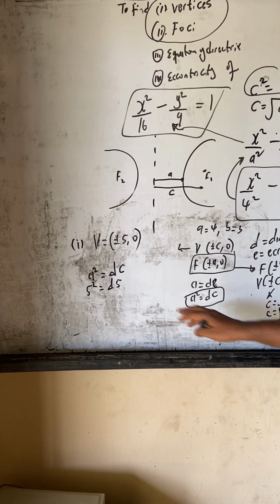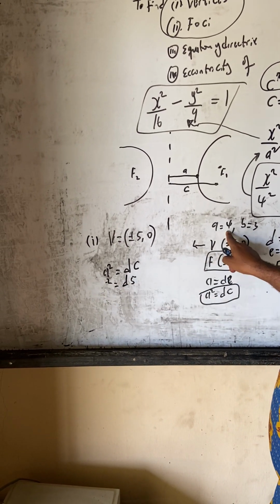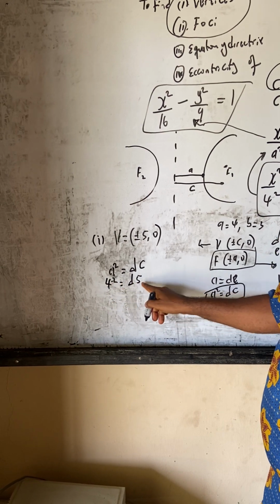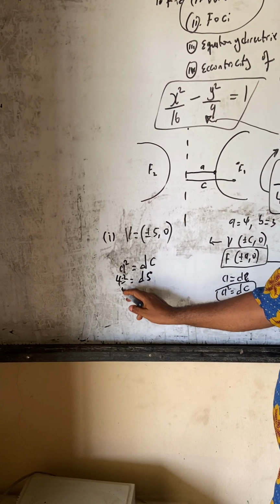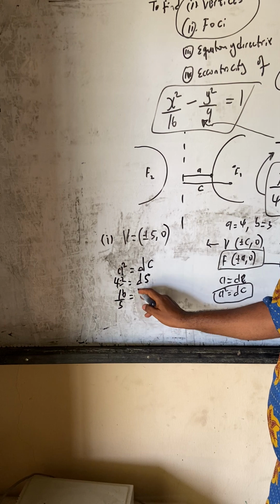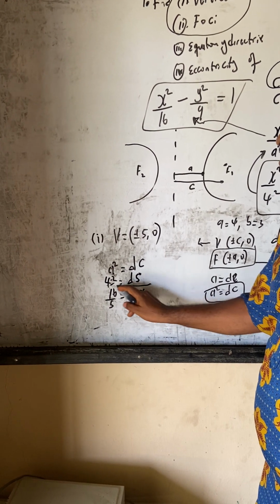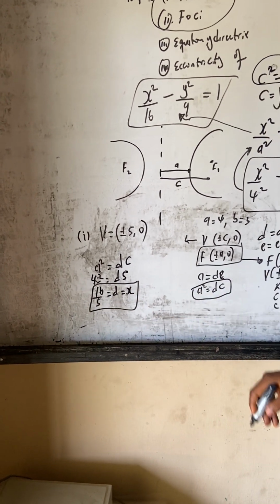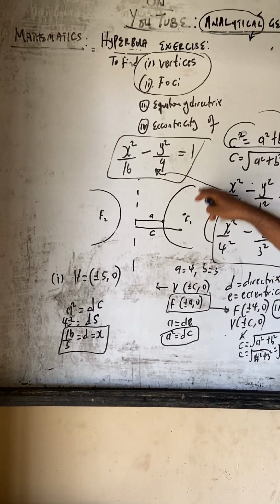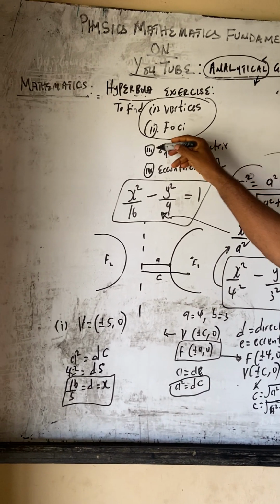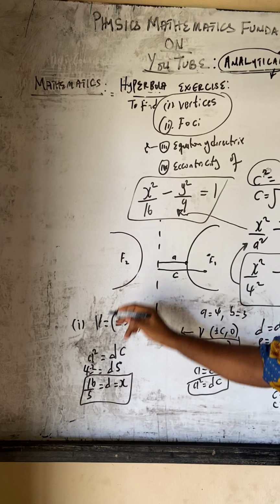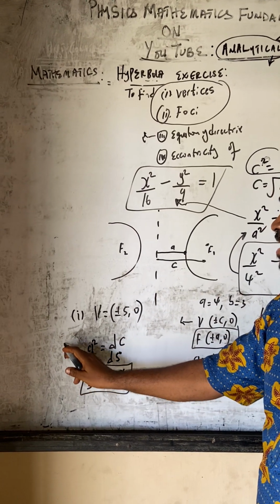No, A is 4. So 4 squared is equal to D times 5. So 4 squared is 16. 16 over 5 is equal to D, which is the equation of the directrix of the ellipse. So the directrix is III. So we have solved the problem for III.